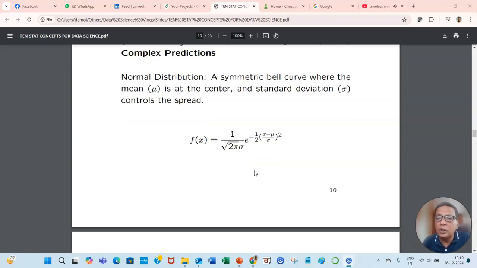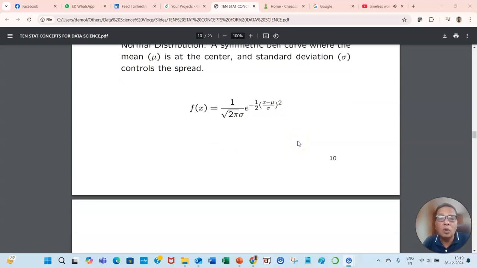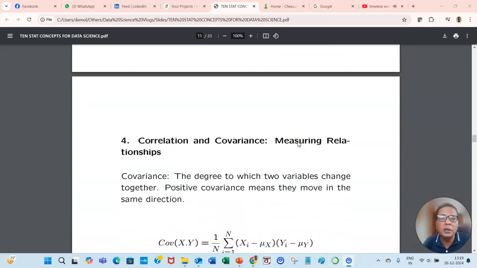In discrete distribution we have PMF, probability mass function, but in continuous distribution we have probability density function, the area under the curve of which comes out to be the total probability, which is 1. So for normal density with mean mu and variance sigma square, it is given by 1 by root 2 pi sigma e to the power minus half ((x minus mu) by sigma) whole square. So that's the normal distribution we use in data science.